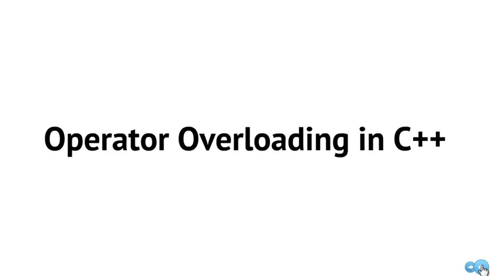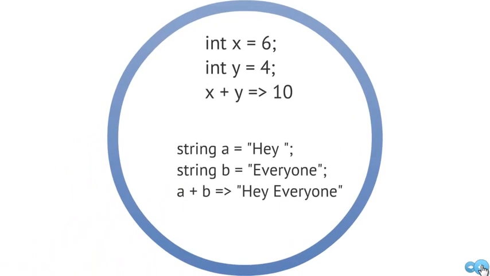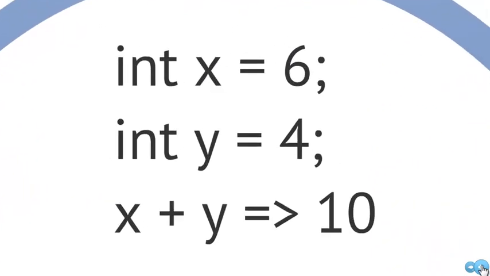Alright, so in this video we're going to take a look at operator overloading in C++. Let's start with a couple of examples. The first example we have here, we see that we have the integer x and the integer y, or int y and int x. And x has the value of 6 and y has the value of 4.